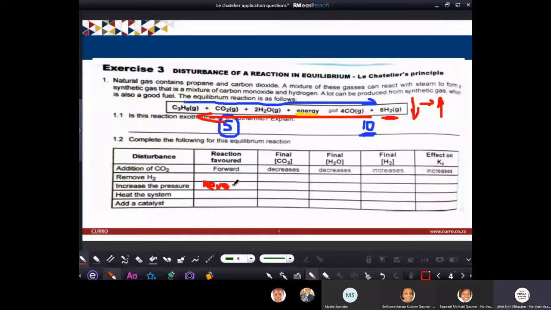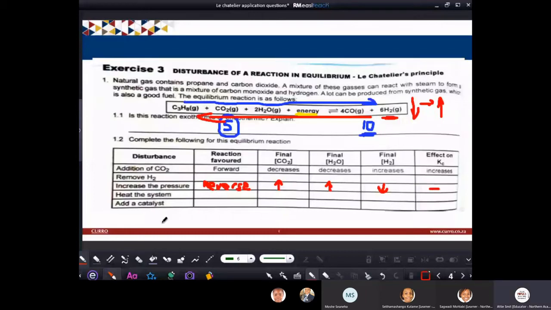Okay, so that is our reaction that will be favored. Now what will happen to the concentration of CO2? We are making more reactants, so it will definitely increase. What will happen to H2O? We are making more reactants, so it will definitely increase. What will happen to H2? We are taking the products and making more reactants, so this must decrease. So guys, what will happen to the Kc? It will remain the same.